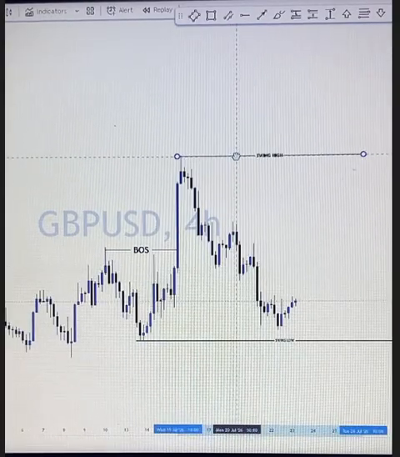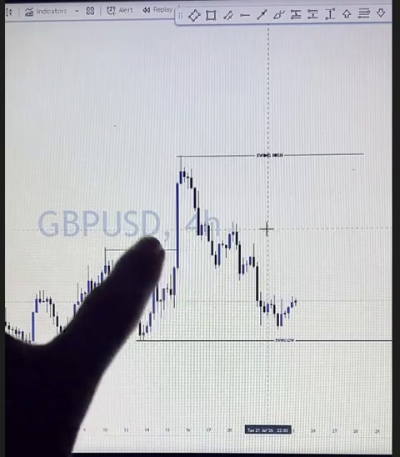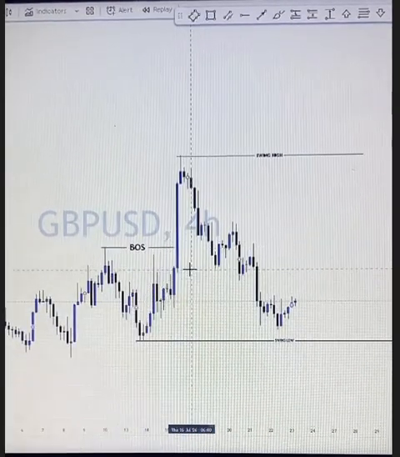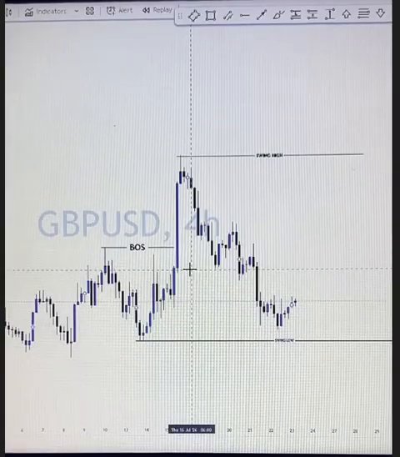So if you want to trade in a day, any day you want to trade, number one thing you want to do is find out the 4-hour direction.